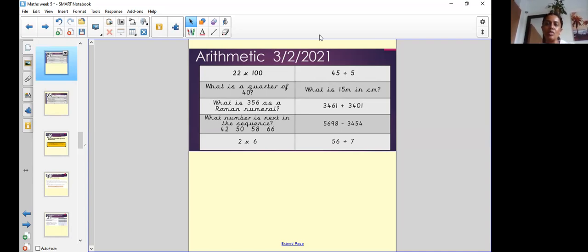Number 1, 22 times 100. Number 2, what is a quarter of 40? Number 3, what is 356 as a Roman numeral? Number 4, what number is next in the sequence? 2 times 6. Number 6, 45 divided by 5. Number 7, what is 15 meters in centimeters? Number 8, 3,461 add 3,401. Number 9, 5,698 minus 3,454. And number 10, 56 divided by 7. So have a go at these questions.